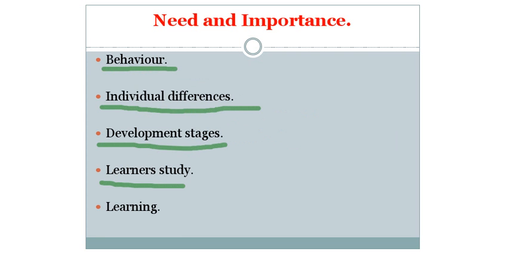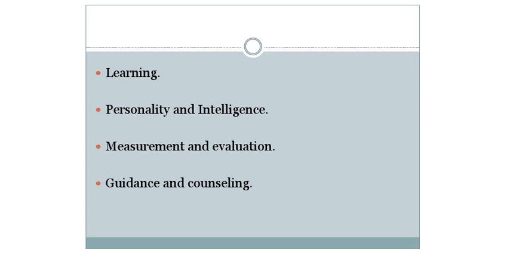Number 5: learning. Learner study we have already discussed. Now we will discuss number fifth, learning. Educational psychology also studies nature and process of learning, laws and methods of learning, as well as factors of learning. Interests, attention, motivation, memory, habits, and transfer of training play very significant role in learning. Hence, all these topics are included in the scope of educational psychology.